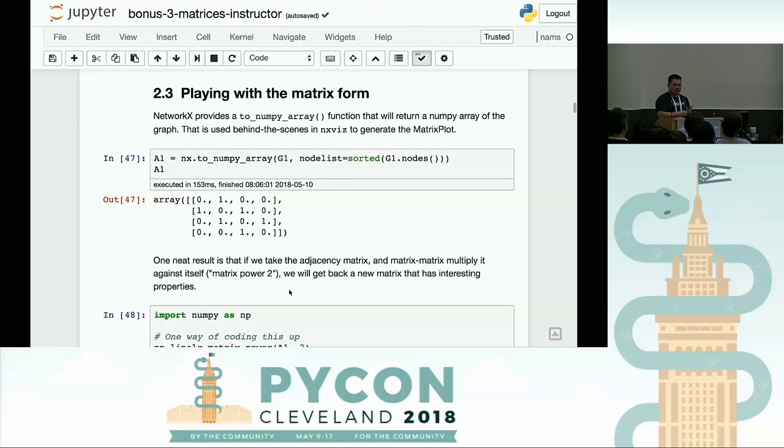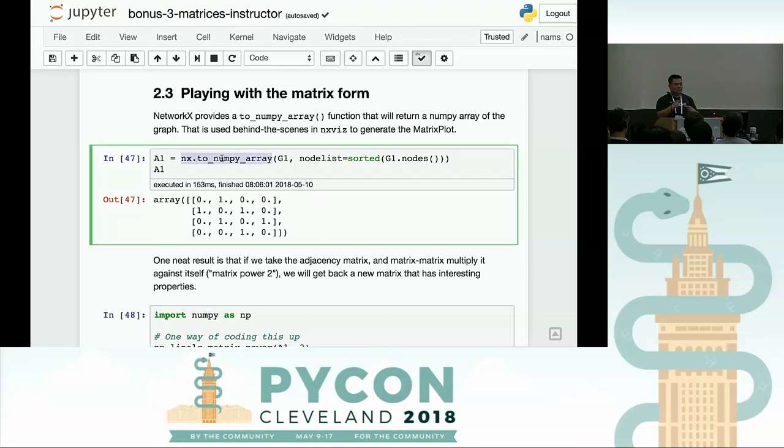Now, if we want to get the matrix form of the graph, NetworkX provides a to_numpy_array function that will give you back the adjacency matrix. And if I want to provide a particular ordering of nodes, I can provide in the nodelist equals whatever. Or if I want to do a subgraph of it, I can just provide a subset of the nodes. Everybody okay with that?